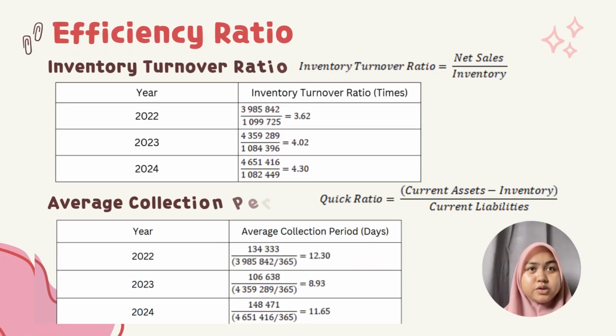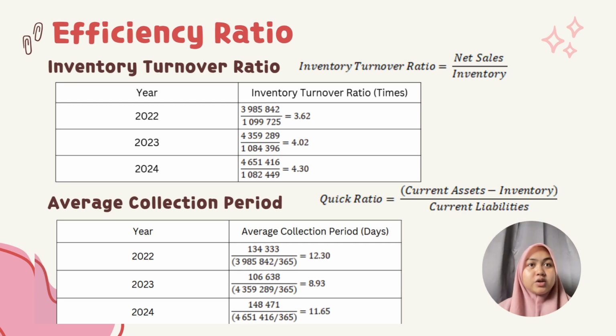Next is efficiency ratio. The 2 main ratios to measure efficiency are inventory turnover ratio and average collection period. To calculate inventory turnover ratio, we need to divide net sales by inventory, and as we can see, the inventory turnover ratio for 2022 is 3.62, 2023 is 4.02, and 2024 is 4.30. To calculate average collection period, we divide receivables by average sales per day, and as shown is the average collection period for the past 3 years.